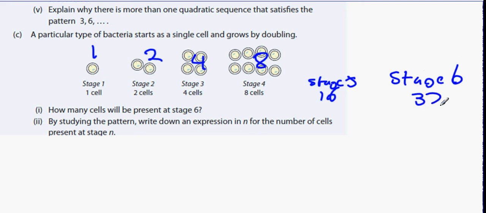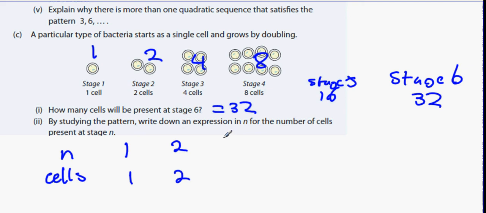By studying the pattern, write down the expression for the number of cells present at stage n. Okay. When n equals 1, cells equals 1. N equals 2, cells equals 2. N equals 3, cells equals 4. N equals 4, cells equals 8. N equals 5, cells equal 16. N equals 6, cells equal 32.